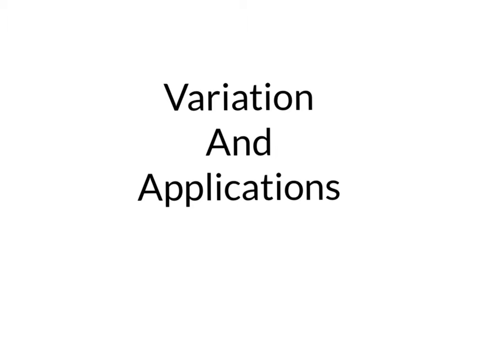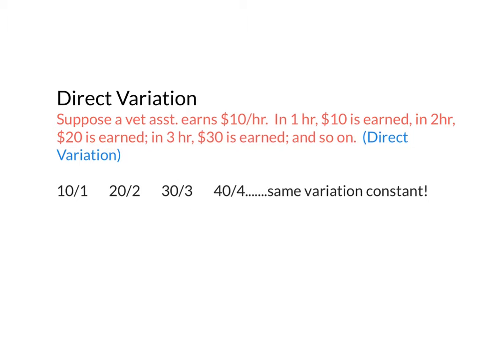All right, guys, today we have variation and applications. I'm trying to make this pretty quick. Direct variation is the first type we're going to see, and I'll give you a quick example here.